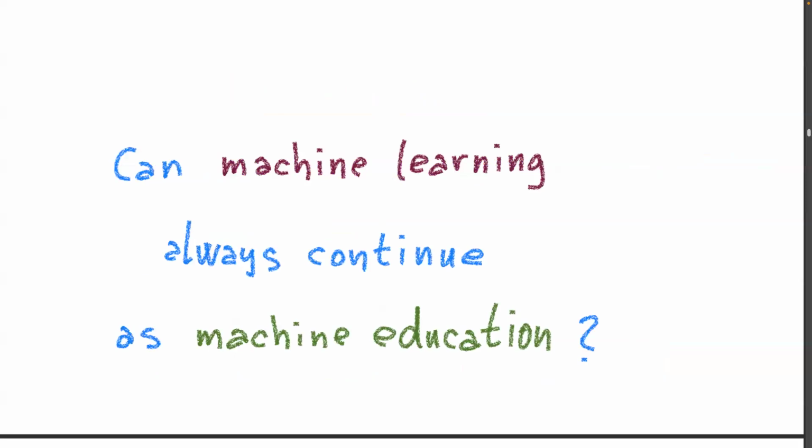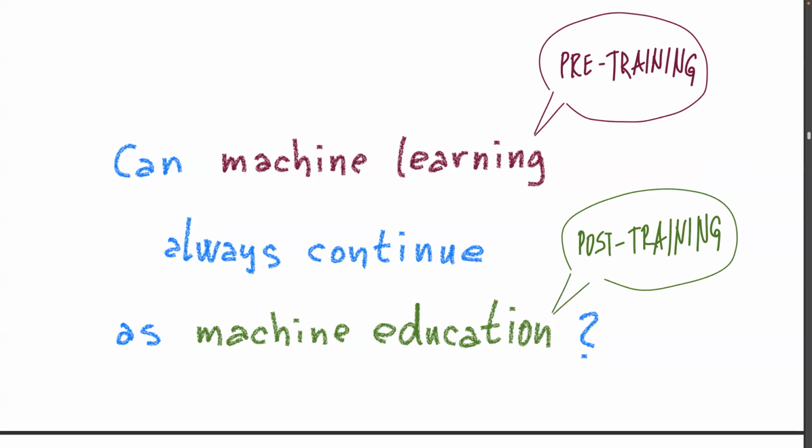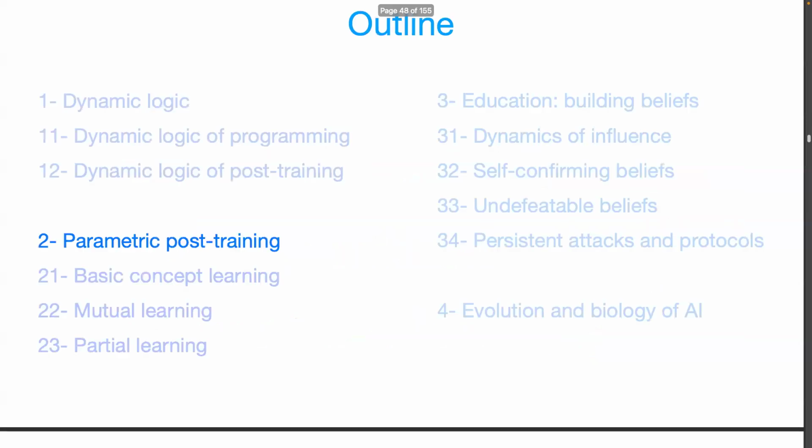So can machine learning always continue as machine education? If you think about people, it's not an easy question. I mean, the human society exists, the human society kind of branches over this question. Some of us are more interested in continuing to refine the capabilities, the language capabilities which we acquire. And these are the questions about pre-training and post-training.